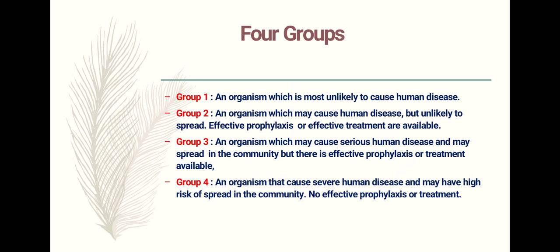And group 4: an organism that causes severe human disease and may have a high risk of spread in the community. That means they cause the disease and also spread in the community, but no effective prophylaxis or treatment is available. So this is a dangerous one.